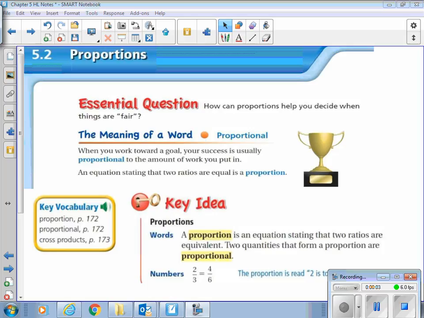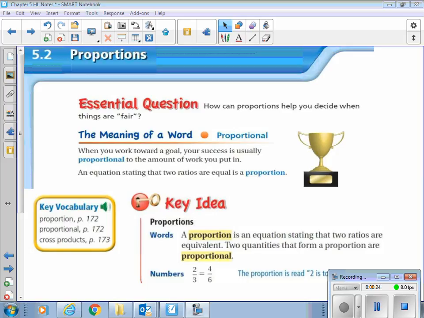This lesson is from Chapter 5, Lesson 2, Proportions. Your essential question: how can proportions help you to decide when things are fair? The meaning of the word proportional. When you work toward a goal, your success is usually proportional to the amount of work you put in. An equation stating that two ratios are equal is a proportion.